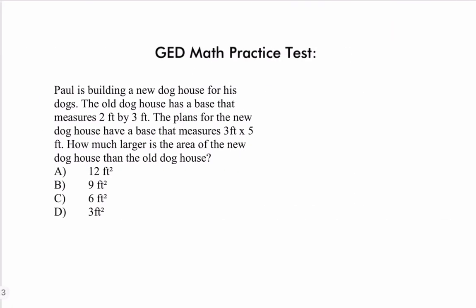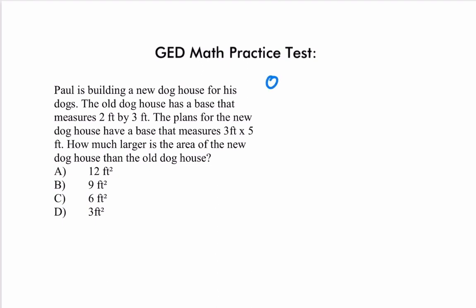So next question: Paul is building a new doghouse for his dogs. The old doghouse had a base that measured 2 feet by 3 feet, and the plan for the new doghouse has a base measuring 3 feet by 5 feet. How much larger is the area of the new doghouse than the old doghouse? So we need to find the difference between the areas of the old doghouse and the new doghouse. So we need to find the area.